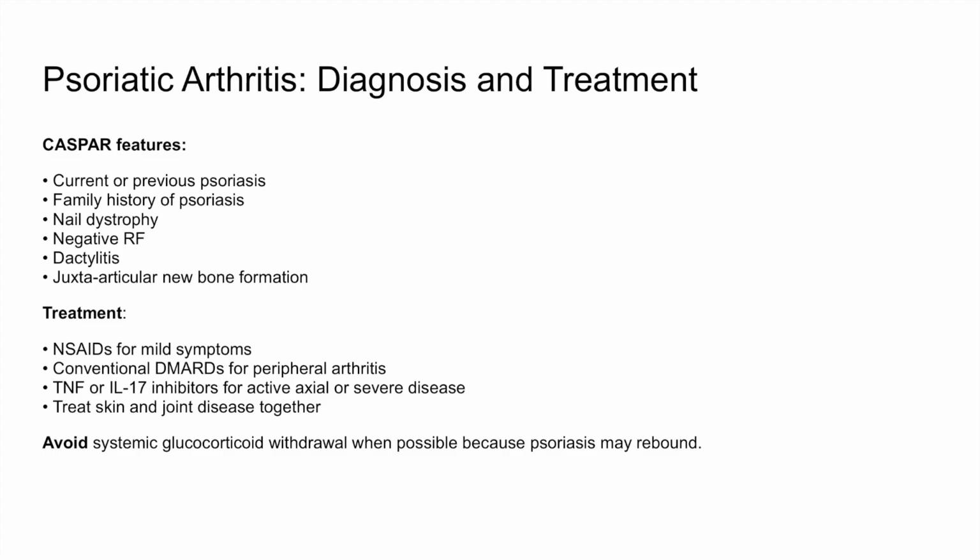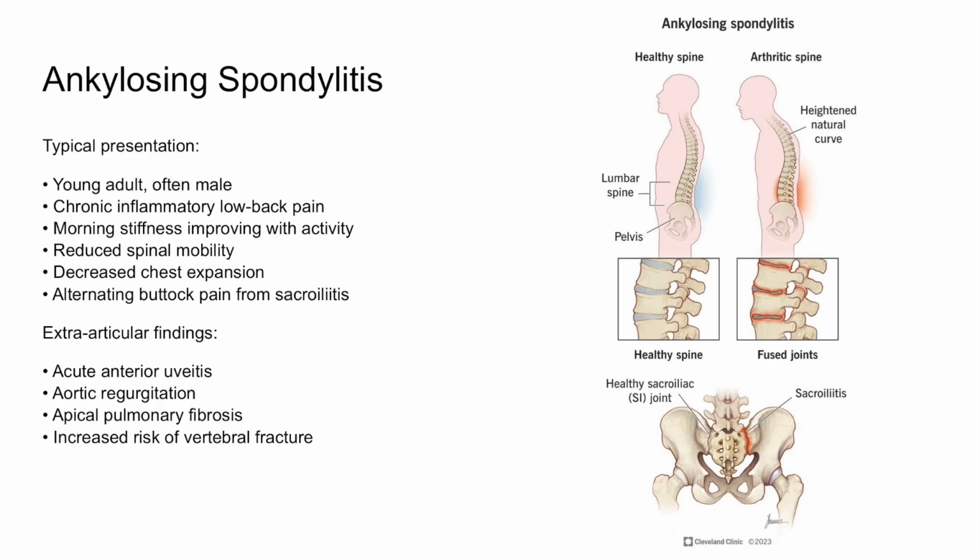But skin and joint disease should be treated together, and abrupt withdrawal of systemic glucocorticoids should be avoided when possible because psoriasis may rebound. Ankylosing spondylitis typically presents in a young adult with chronic inflammatory lower back pain.